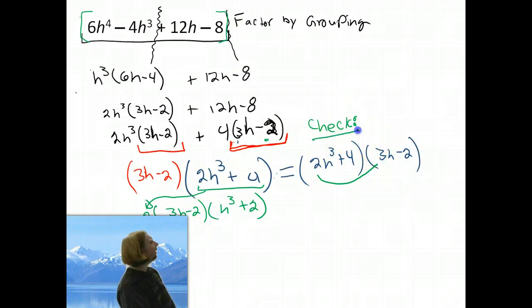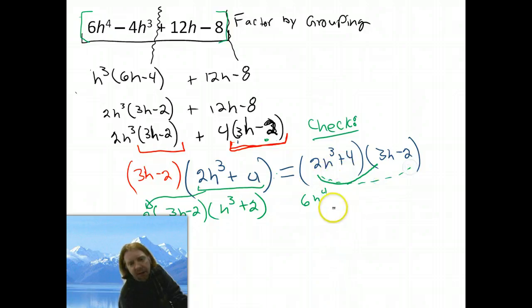Let's go back to the check. We'll leave the 2 in for now for the check, just because it's in there. That's going to give me 6h to the 4th. And then I can go ahead and distribute this guy. That's going to give me minus 4h to the 3rd. And then I can do this plus 12h. And then I can do that, which is minus 8.